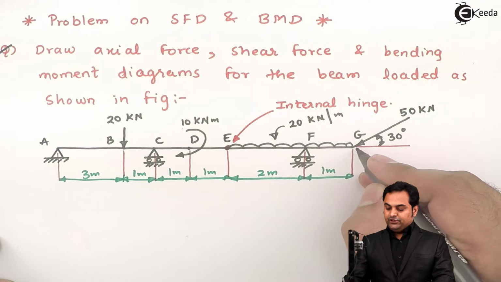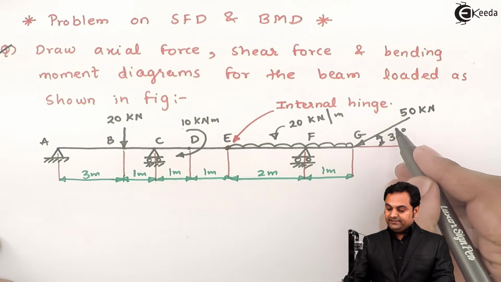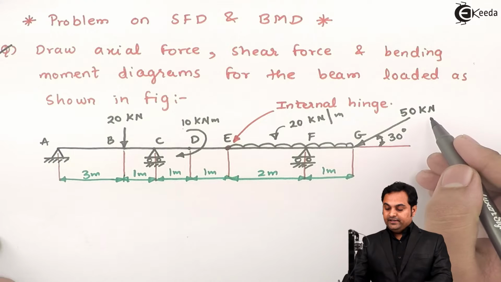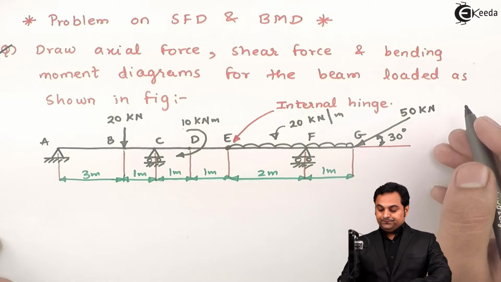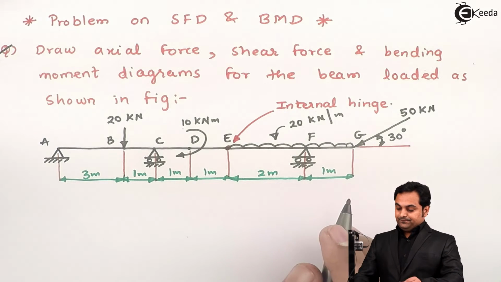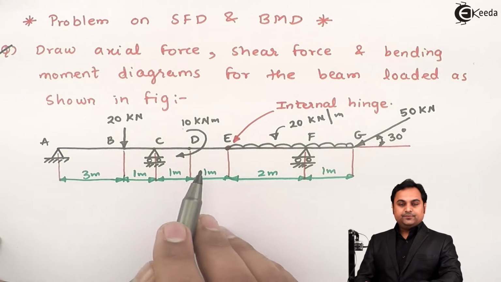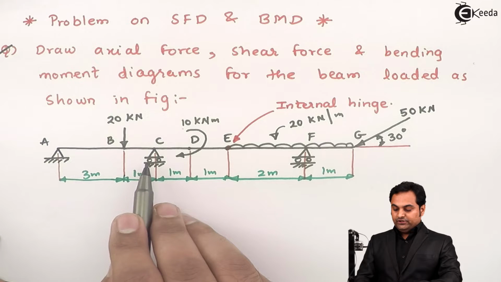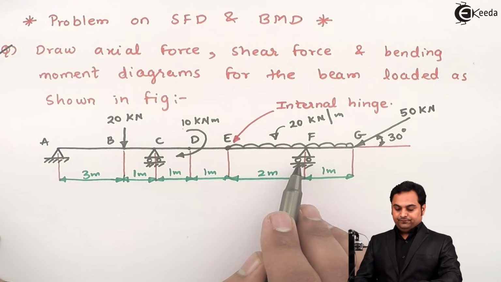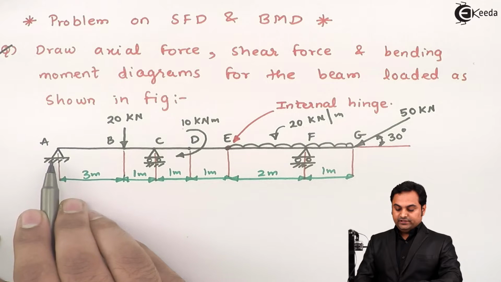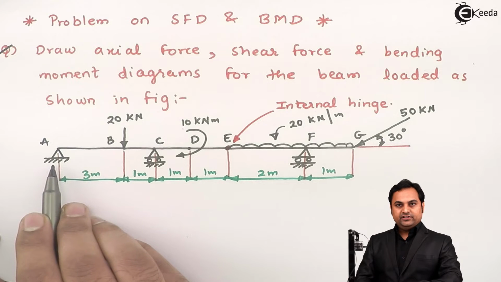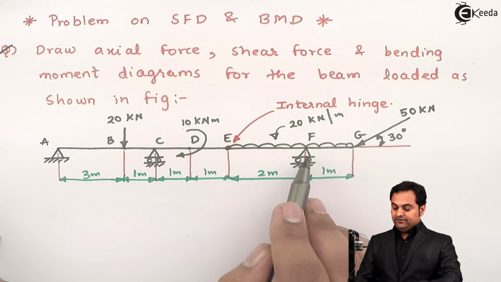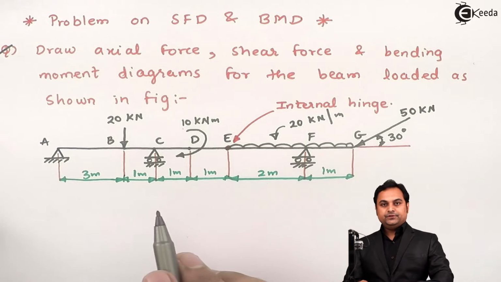Next at point G there is a load acting which is inclined. Its inclination is 30 degree with horizontal and the value of load is 50 kilonewton. Next, if I look at the supports, this beam is supported at point A, point C and point F. At point A this support is hinged. This is the symbol of hinge support. At point C it is roller support and even at point F it is roller support.